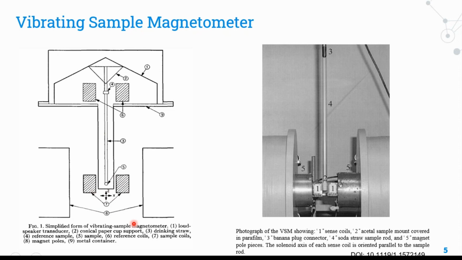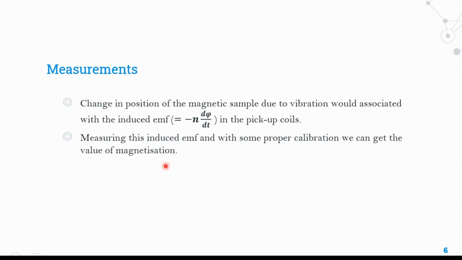And there are lots of calculations and computational analysis to make some relation between the EMF and the magnetization. On the right-hand side, this is the zoomed-in picture of this vibrating sample magnetometer. Number 5 is the magnetic pole pieces, this one is the pickup coils, 2 is the sample, and this is the straw strip. So this is the basic understanding of the vibrating sample magnetometer.